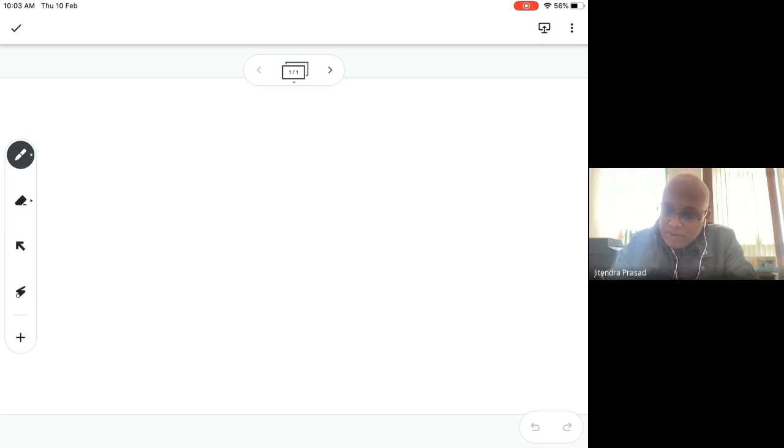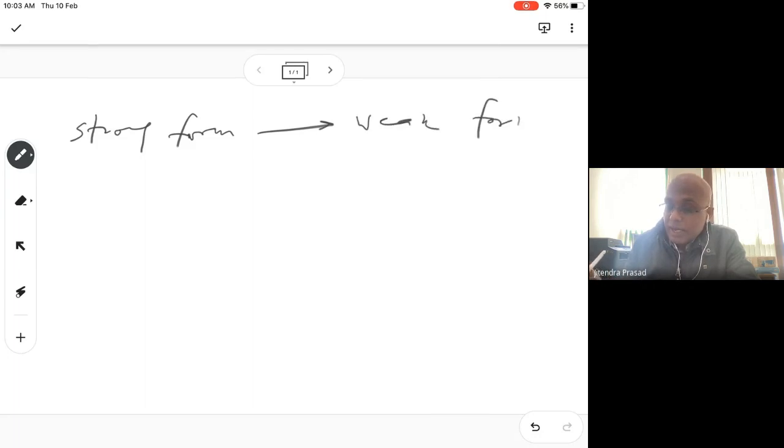But before that, yesterday during the tutorial there was a question. From a strong form we get the weak form, and similarly, just to show that both are equivalent, we can also go from the weak form to a strong form. We can prove it basically.